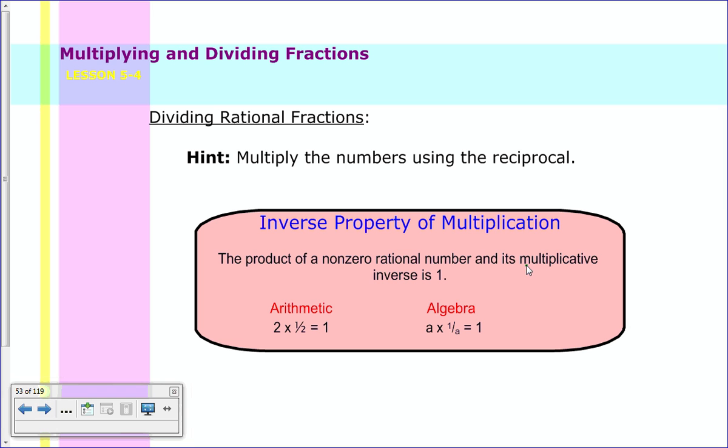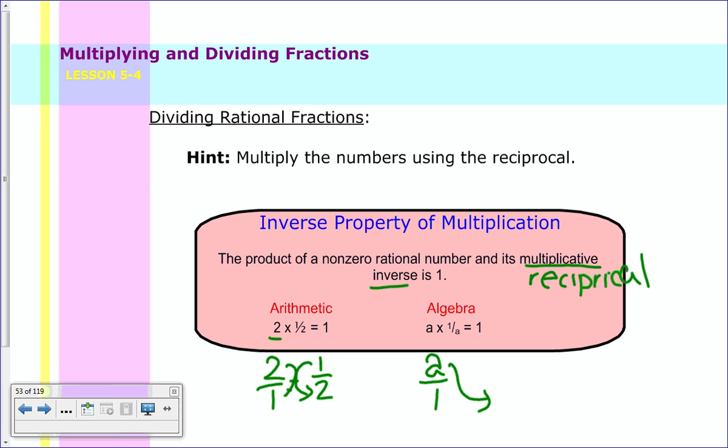When we talk about the multiplicative inverse, that just means the reciprocal. So if you flip the numerator and denominator around, that's what you have. So 2, if you flip 2 over 1, well, you have 1 over 2. And the same works for algebra. If you have a over 1, well, you'd have 1 over a. And again, you can multiply those together and you get 1.